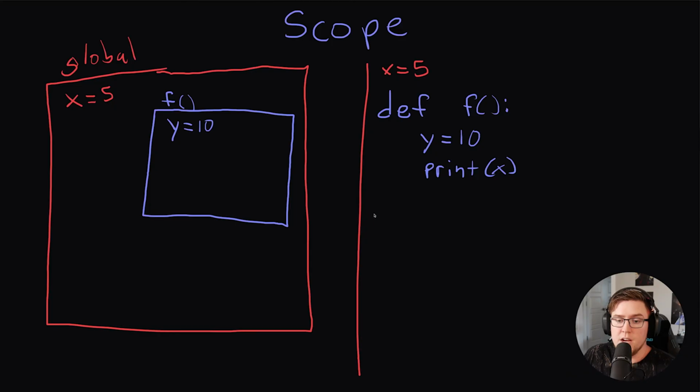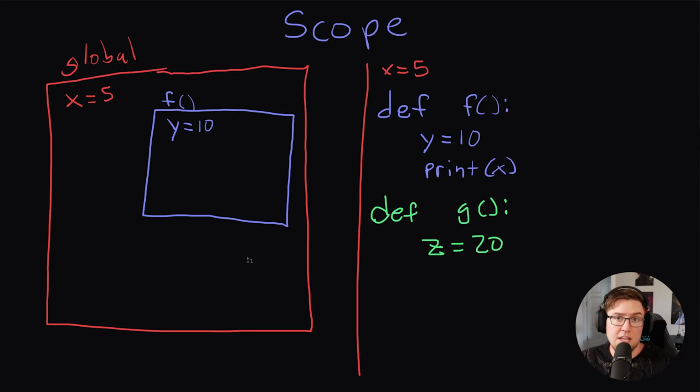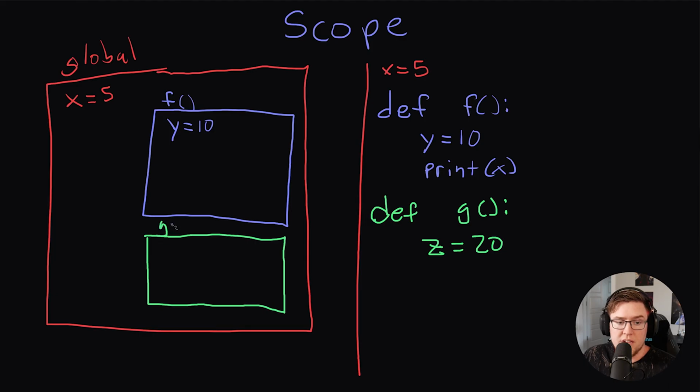Let's do another example. Let's say we define another function g, and we define this function at the global level again. Okay, so I've dedented back to the same level as x equals 5 and the f definition. And here we'll create a new variable called z and set it equal to 20. Okay, so where does this scope exist visually? I want to pause for just a second and let you think about it. So g does not exist within f. It's its own scope, but it does exist within the global scope. So g is going to be down here, and z is a variable inside of g. So within g, we can access z and x, but we cannot access y.